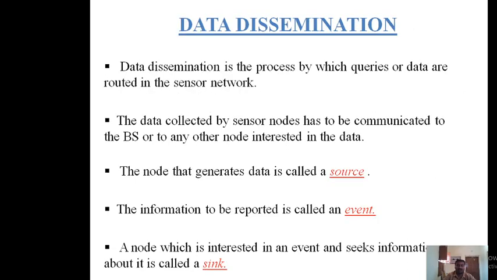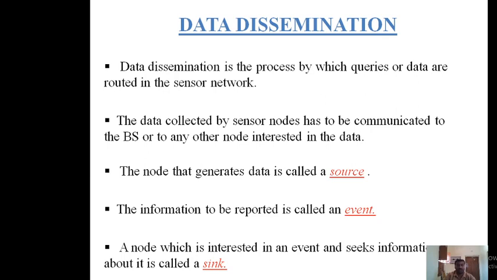The third concept in the fifth unit is data dissemination. What is meant by data dissemination? It means data distribution throughout the network by using data dissemination algorithms, and these data may be used by these sensor networks. Data dissemination is the process by which queries or data are routed in the sensor networks. That means the data is distributed in the sensor networks. That is nothing but data dissemination.